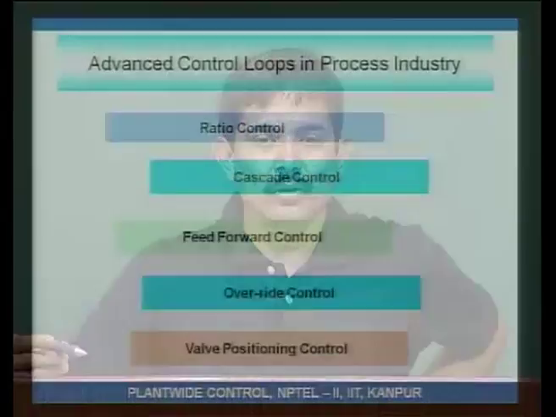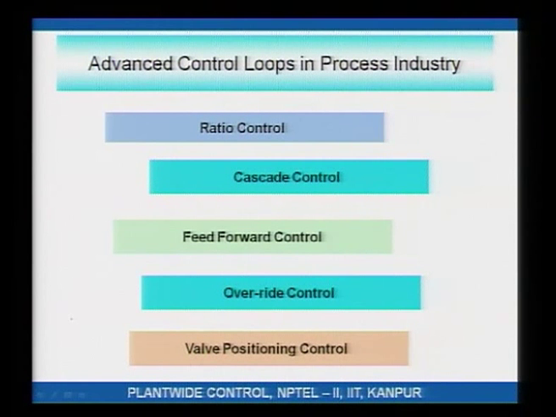Last time we were looking at advanced control loops that are very commonly used in the process industry, namely ratio controllers, cascade controllers, feed forward controllers, override controllers. Continue and discuss override control and valve positioning control.